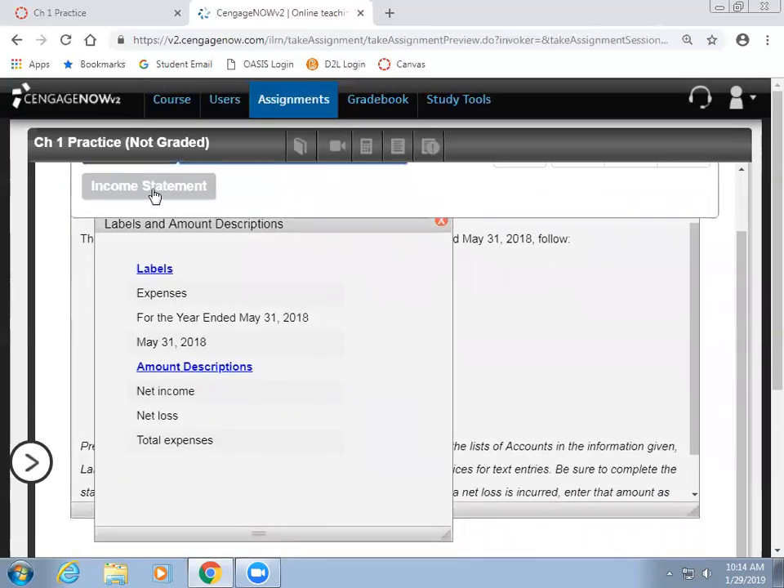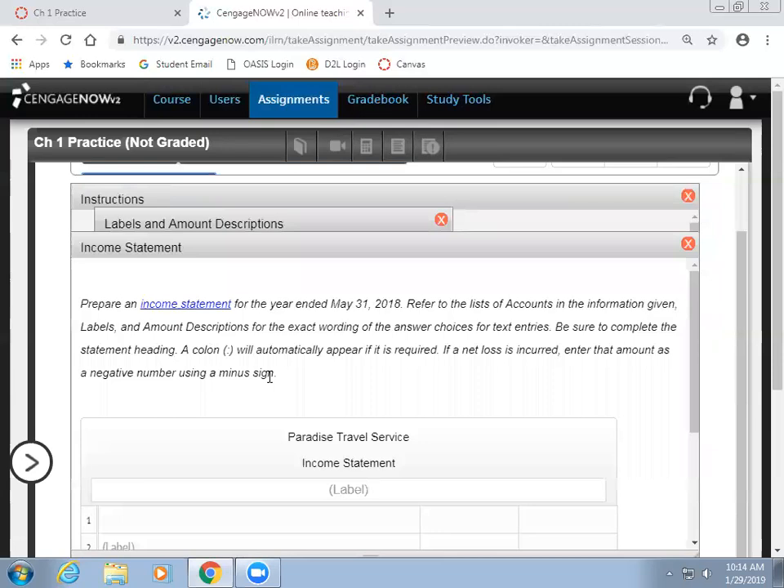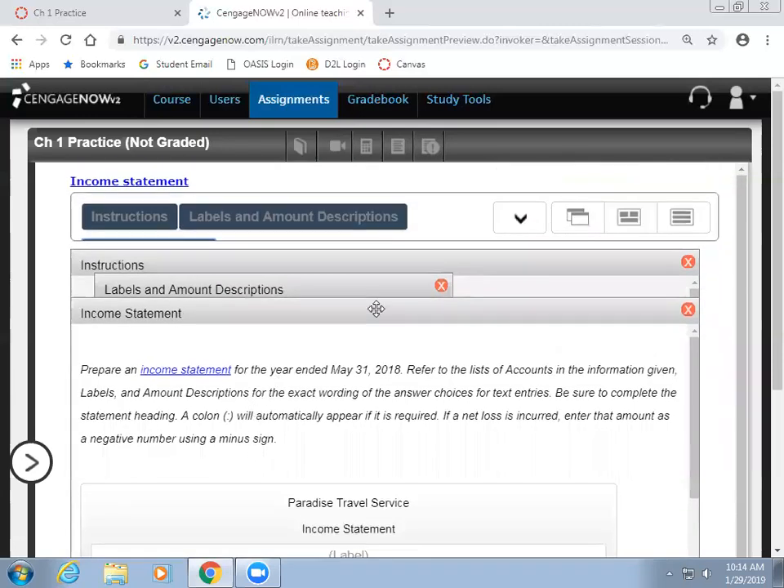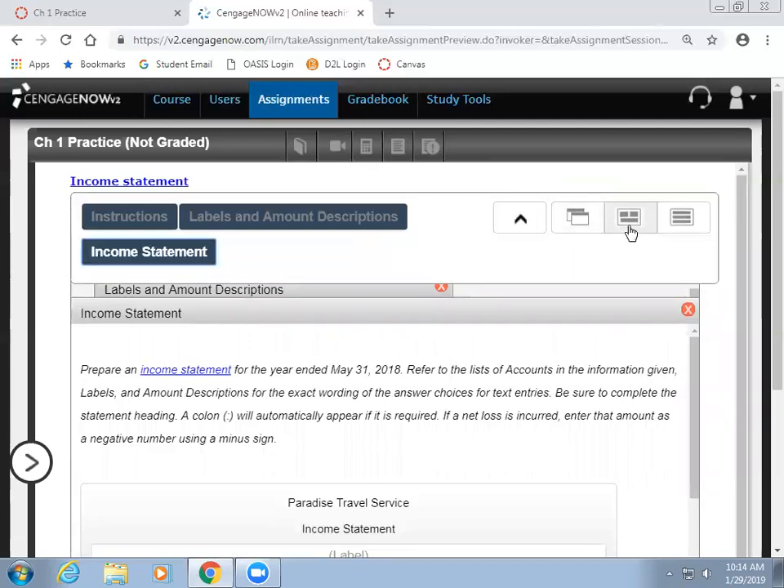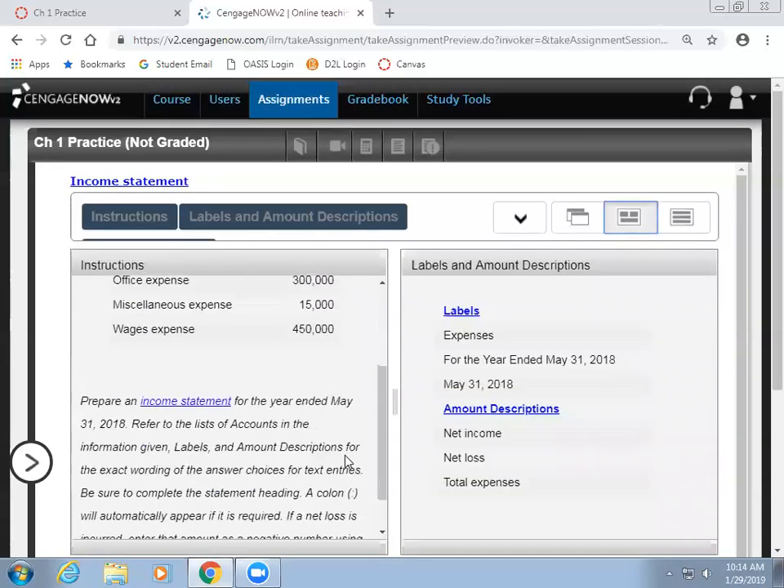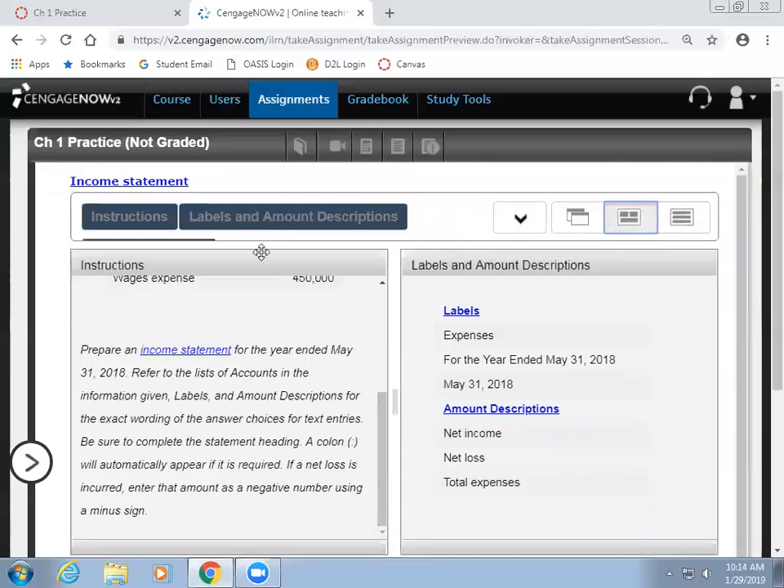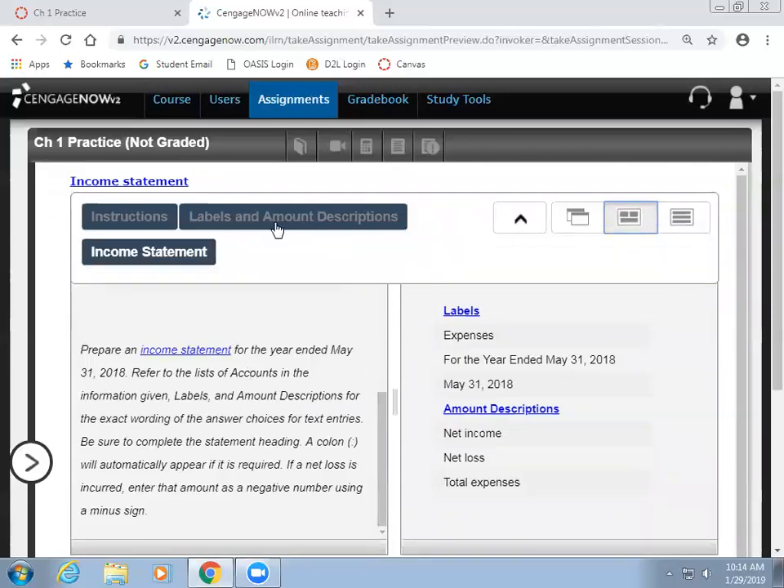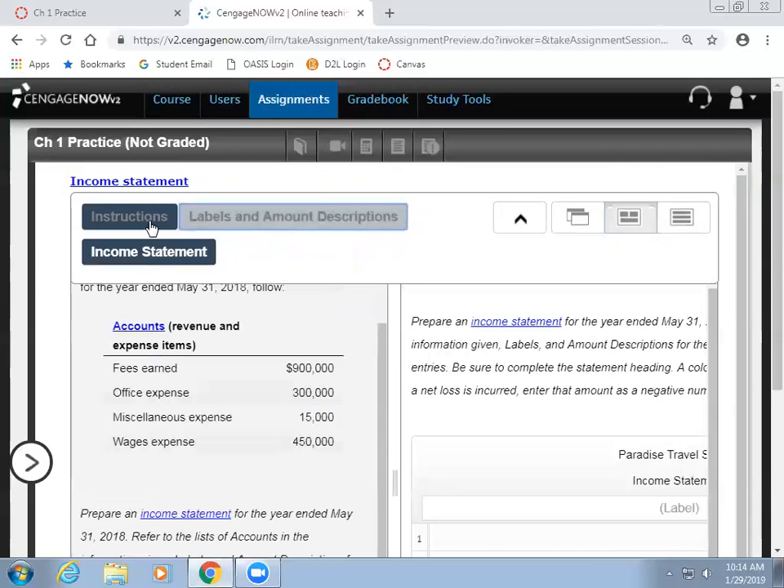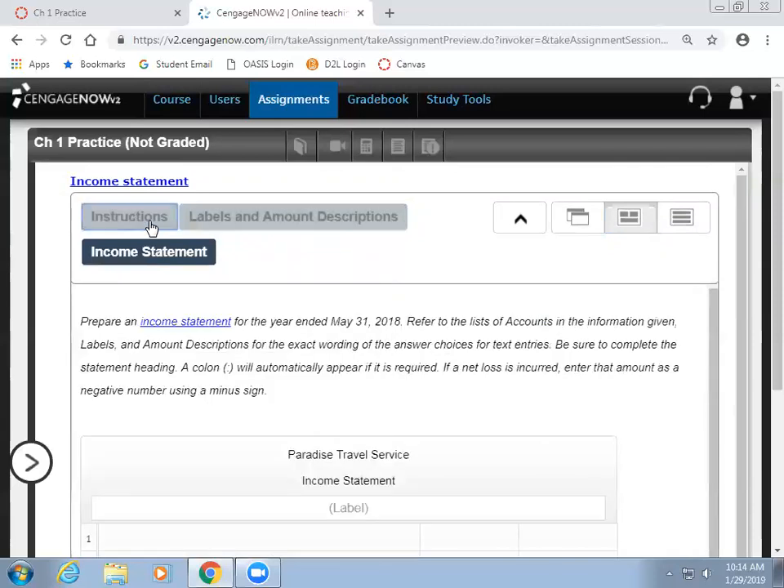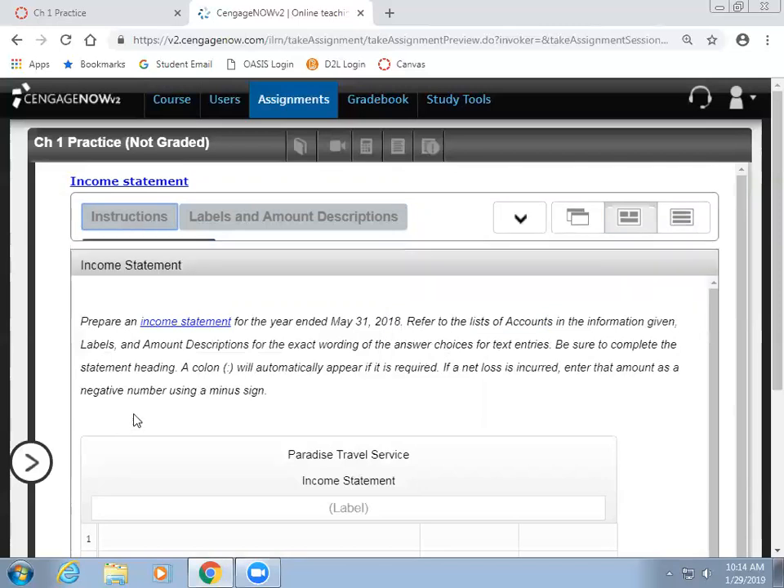And then if I click on the actual income statement itself, here's where I'm going to actually prepare the income statement. Okay. So a few things over here on the right, you can change the layout of how you have it displayed on your screen. So however it works best for you. I'm going to take away the labels and amount descriptions and the instructions just to be able to show you on the screen. But you can put them side by side as you work. But it's just easier in here.